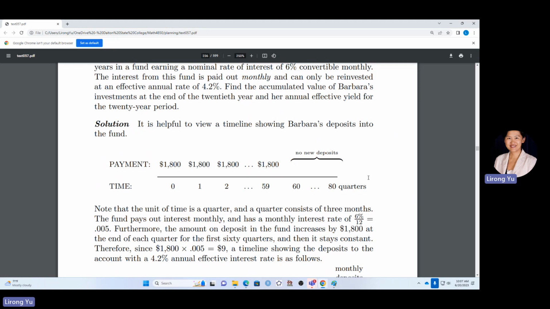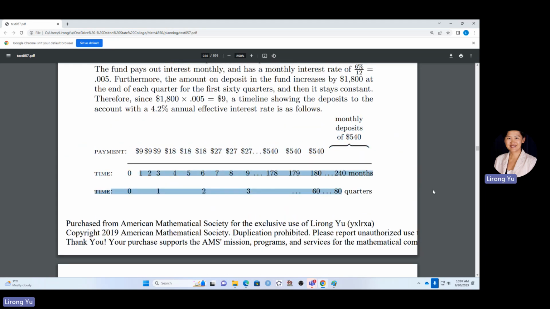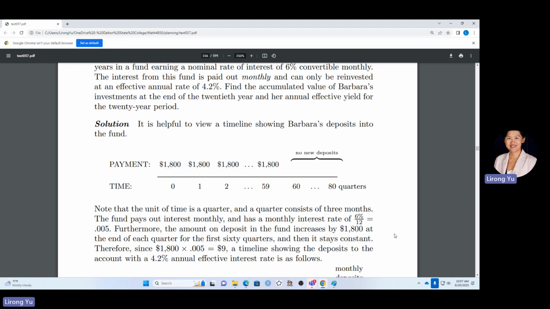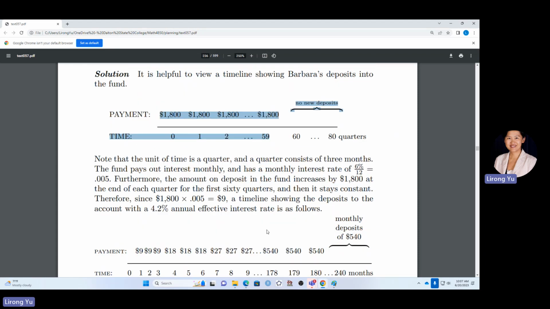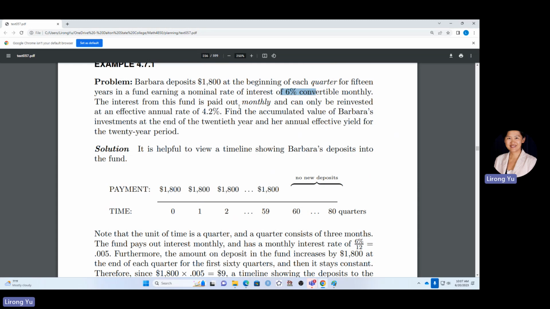And number one, we're not letting the money sit in this account earning interest. We're actually taking out the interest and putting it in a separate account. This second account actually earns 4.2% annually. So not the 6%. But the interest from the first account is being paid out to the second account. So when you're calculating interest value, you still have to use the interest rate of 6%, but since it's paid out monthly, you have to find the monthly interest rate.